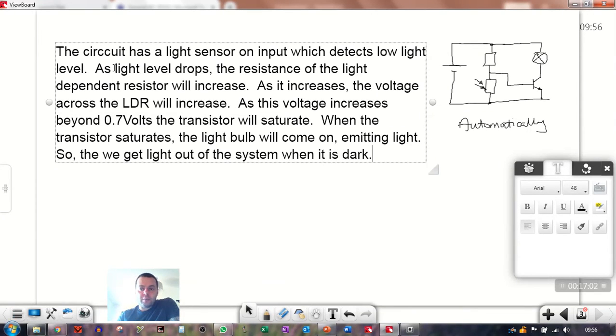That's the kind of thing I'm expecting to see. I'm using the correct terminology, I'm using saturate, and I'm showing that I understand 0.7 volts and applying it to this circuit. I'm remembering the names of the components, and that that is a dark sensor. I haven't said dark sensor, but I have said it detects low light level and gives us a high voltage, and I've explained how that makes this circuit operate.